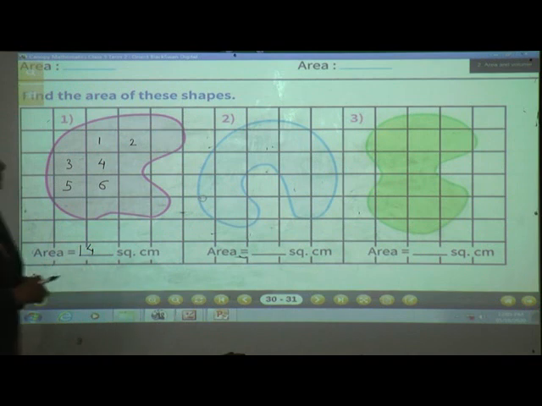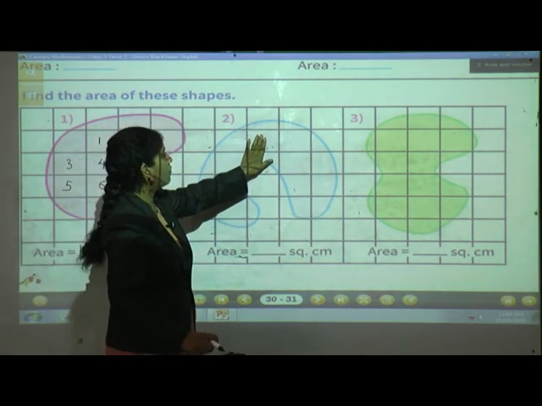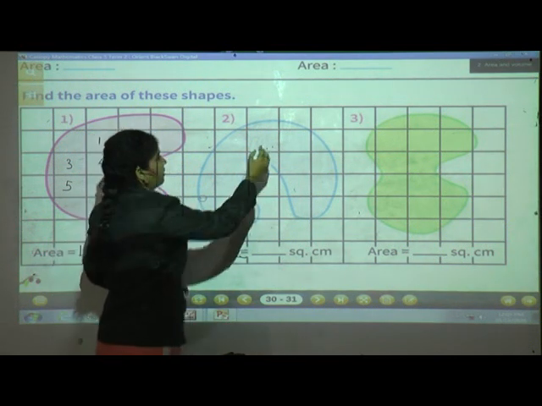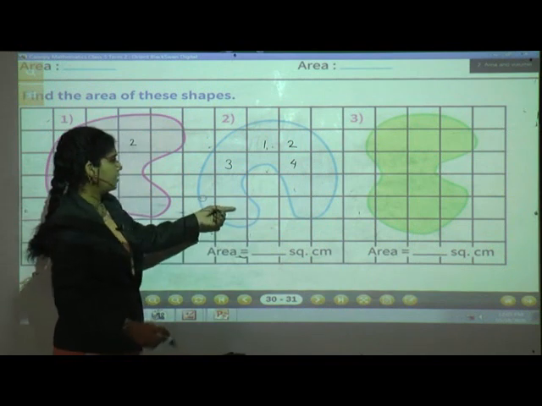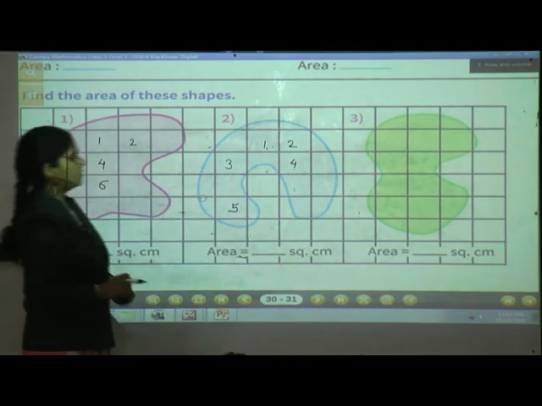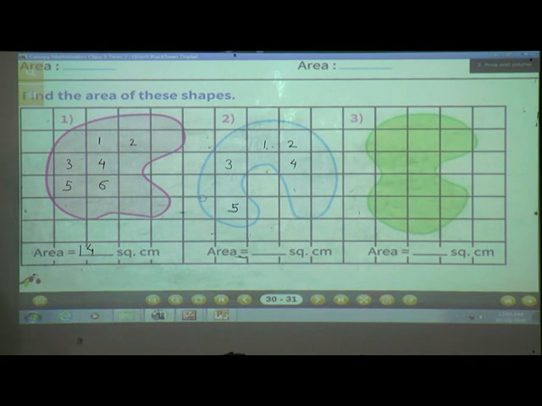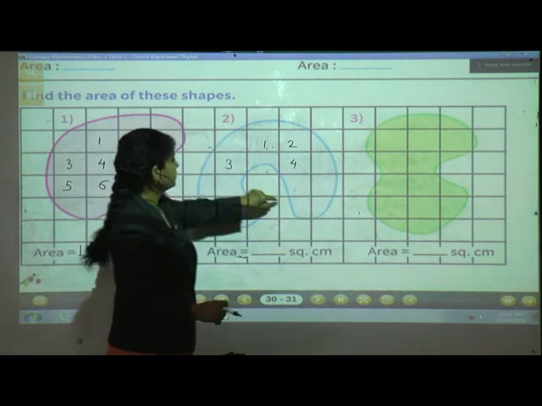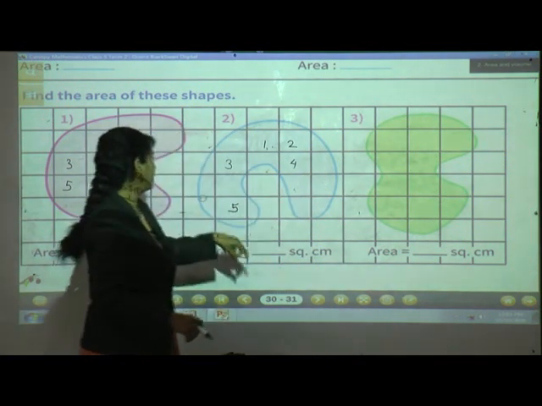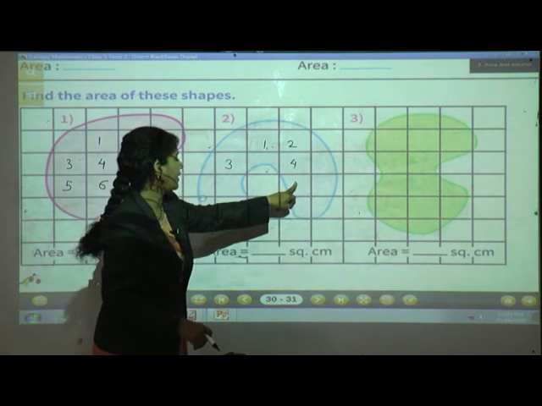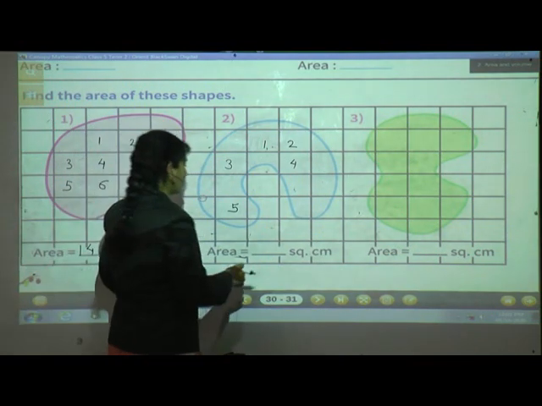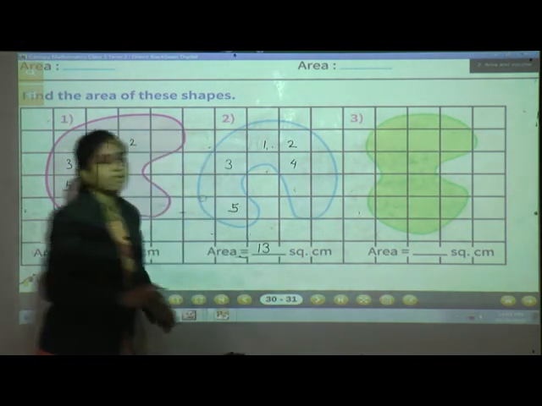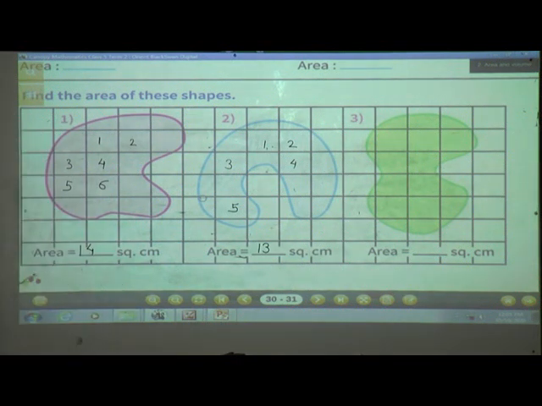Now second one. Count full square first. 1, 2, here. 1, 2, 3, 4, again here 5. So 5 full squares are here. Then count half or more than half. Here 1, 2, 3, 4, 5, 6 and 7. So 5 plus 7, 13. 13 square centimeter.